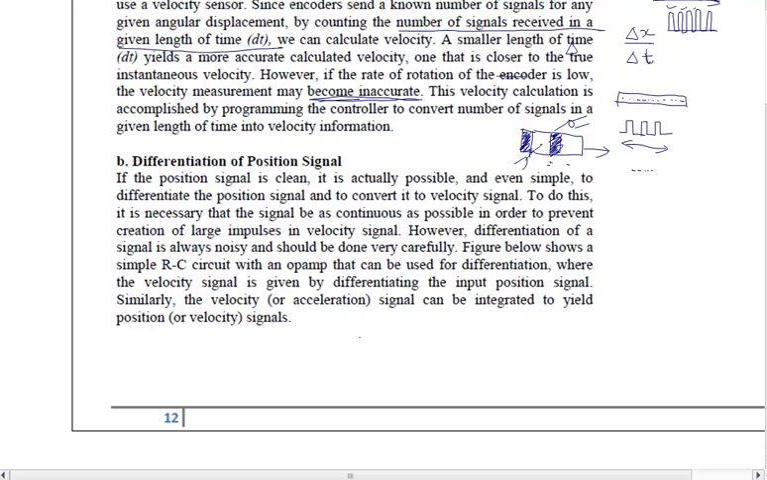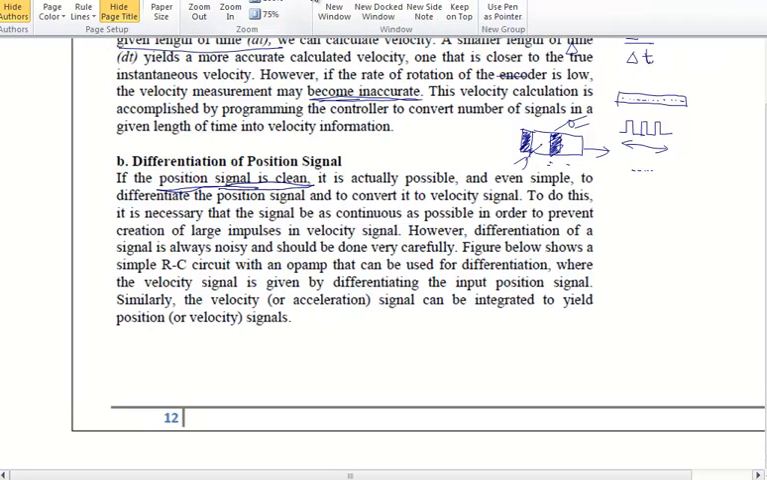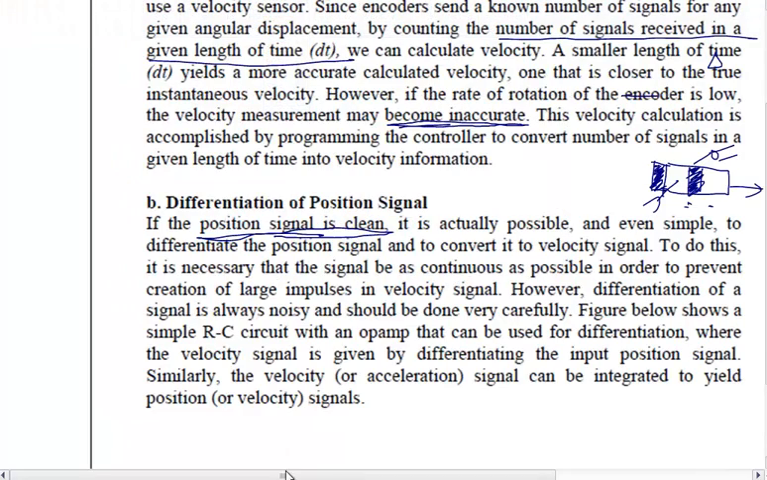The good thing about it is that it will give you very accurate results, but there is a very important thing that has to be there, and that is that the position signal is clean. This statement that is written here, that the position signal is clean, is one of the biggest requirements. Let me zoom in a bit more.